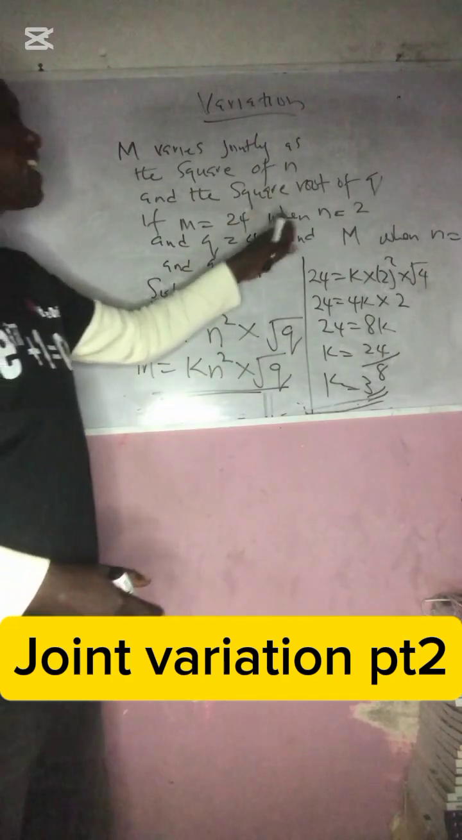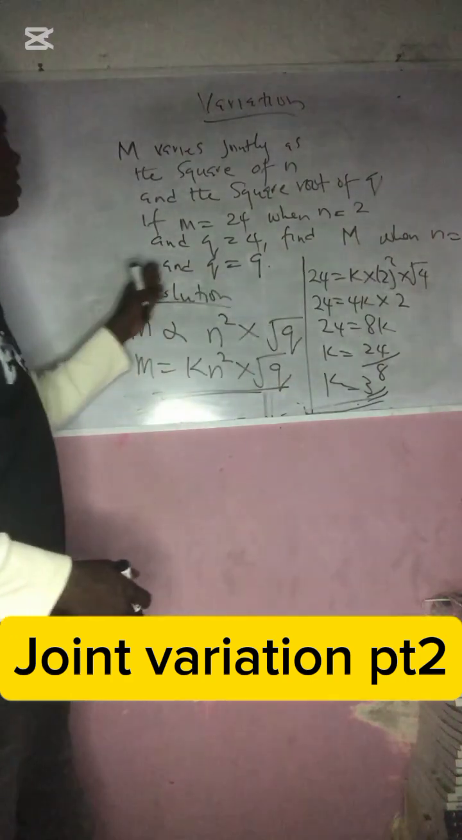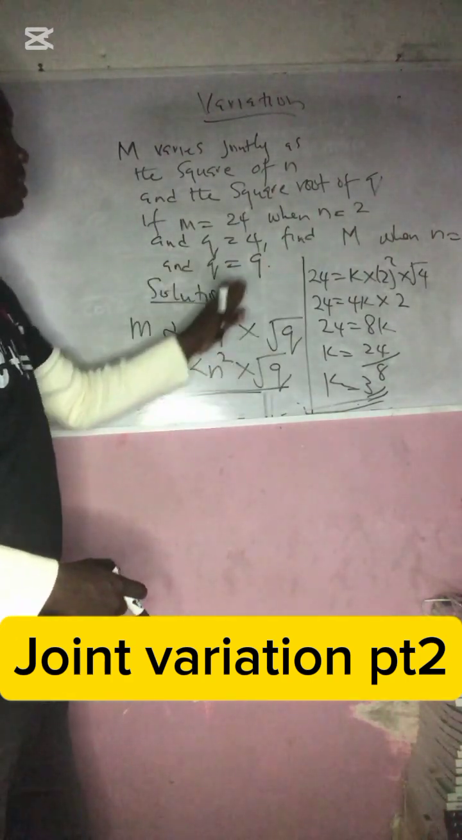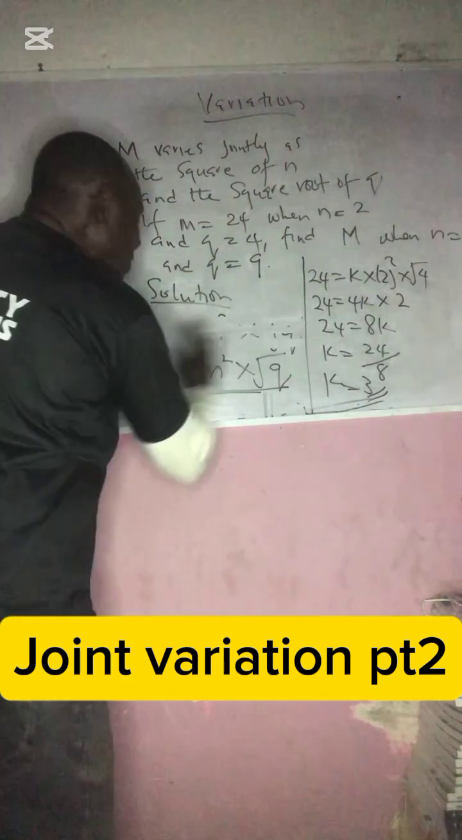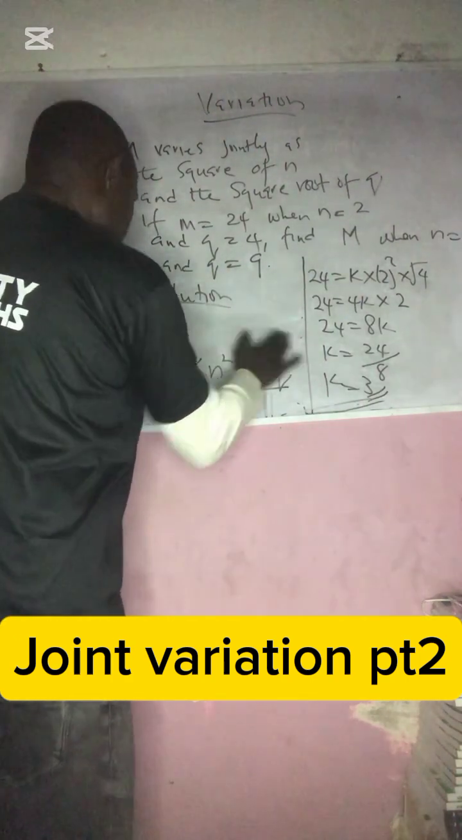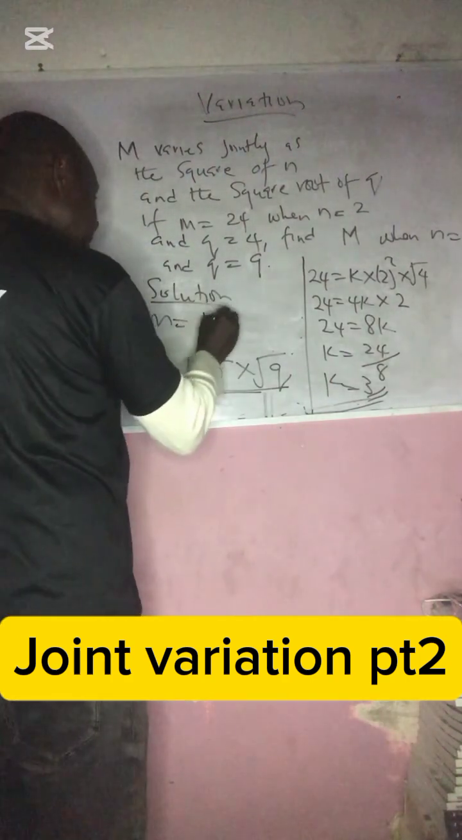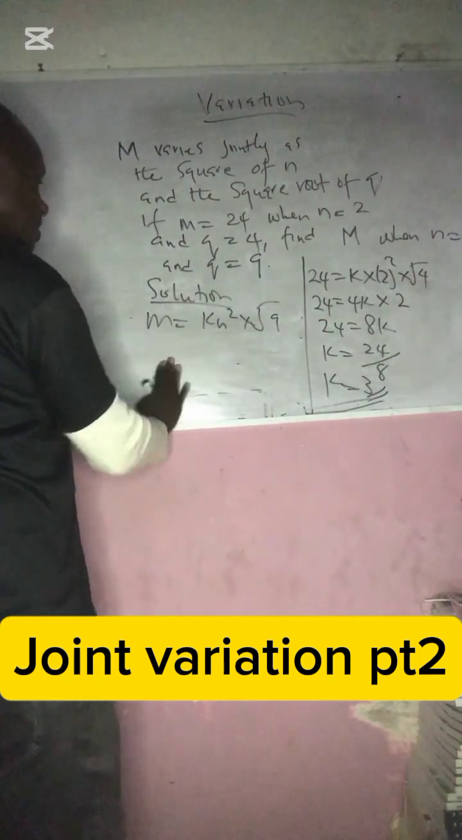So we are asked to find m when n is 5 and q is 9. Find m when n is equal to 5 and q is 9. So we can use the same formula: m is equal to k n squared times the square root of q. That is the relationship.